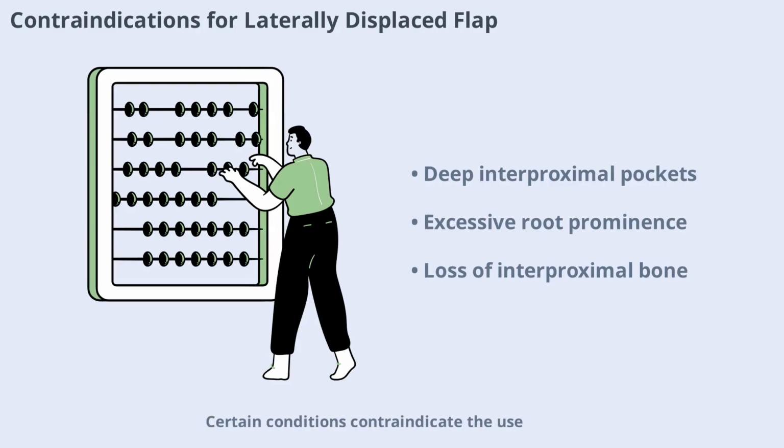Certain conditions contraindicate the use of the laterally displaced flap. These include the presence of deep interproximal pockets, excessive root prominence, deep or extensive root abrasion or erosion, and significant loss of interproximal bone height. In such cases, the risk of complications increases and alternative surgical approaches may be more appropriate. Proper assessment of these factors is essential before proceeding with the laterally displaced flap technique.